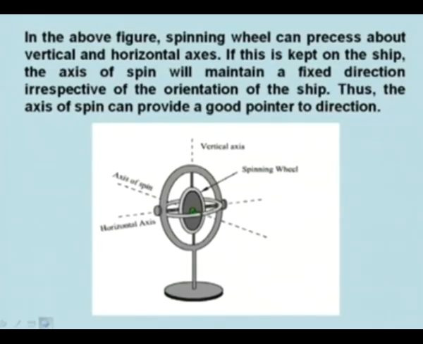In this figure, the spinning wheel can precess about the vertical and horizontal axes. If this is kept on a ship, the axis of spin will maintain a fixed direction irrespective of the orientation of the ship. Thus the axis of spin can provide a good pointer to direction.